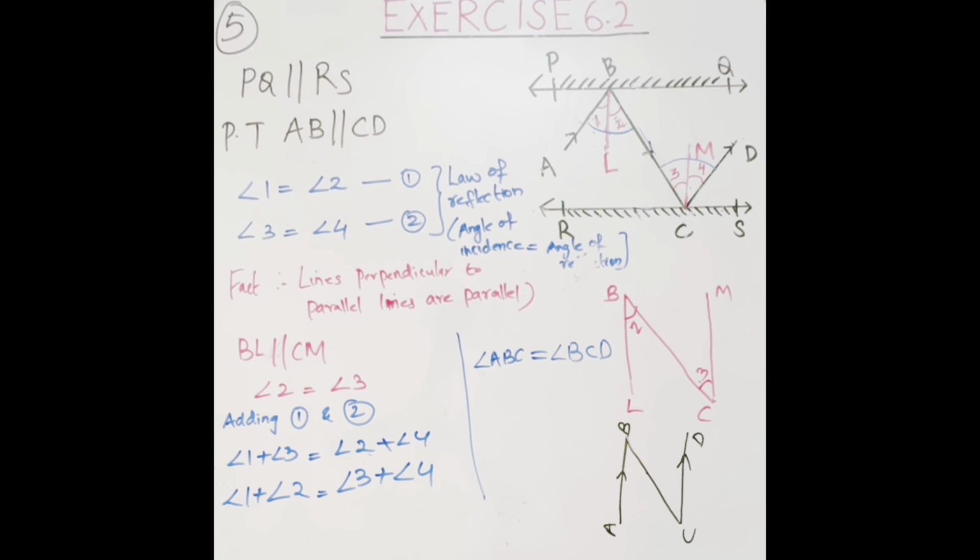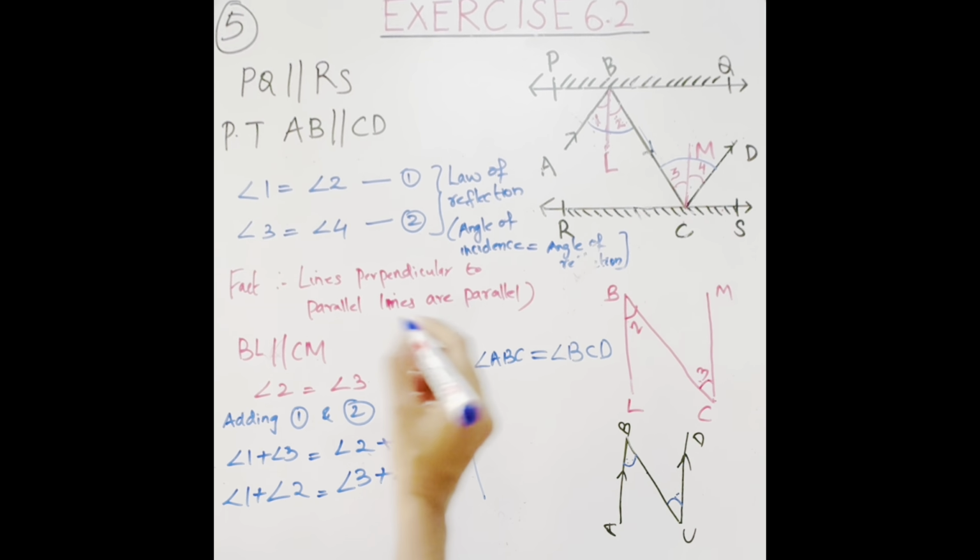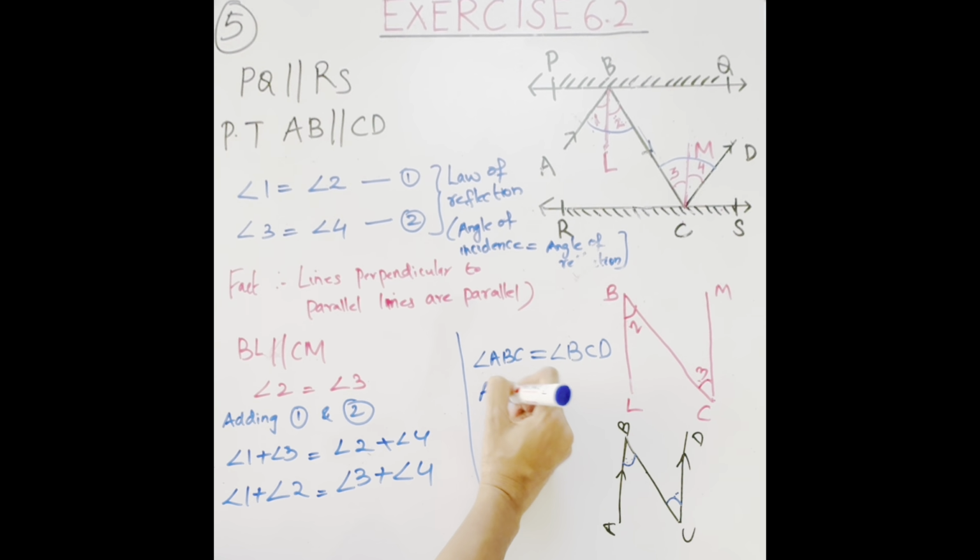So now we have found out that angle ABC, that means this angle, is equal to this angle. So what does that mean? These two are interior angles of a so-called parallel line. We proved that these two are equal. So that means that AB and CD will be parallel lines. So as we say that angle ABC is equal to BCD, we can say that AB is parallel to CD.